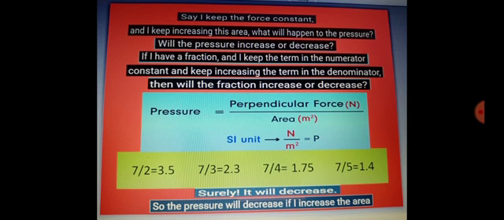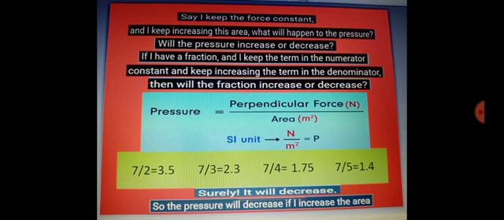So when the pressure is force divided by area, force is 7 Newton and area is 2 meters square. So the pressure exerted is 3.5 Newton per meter square or Pa.